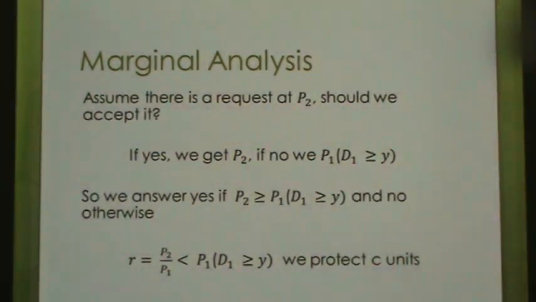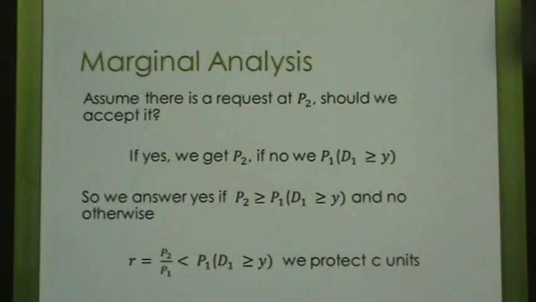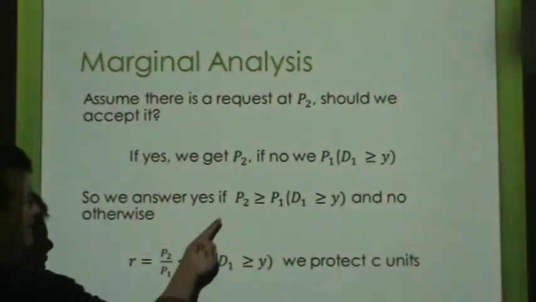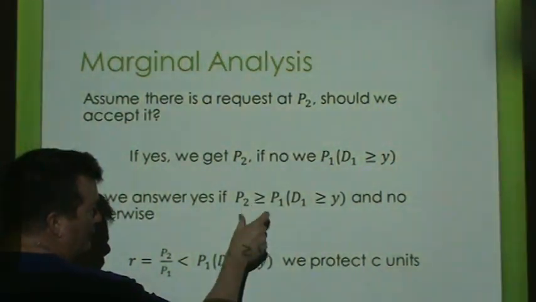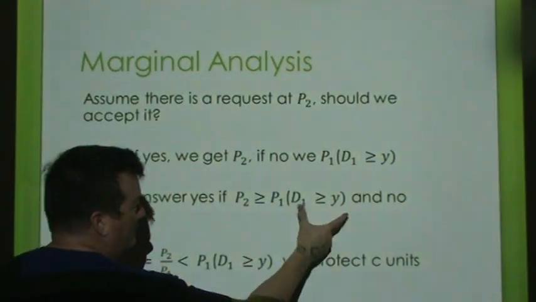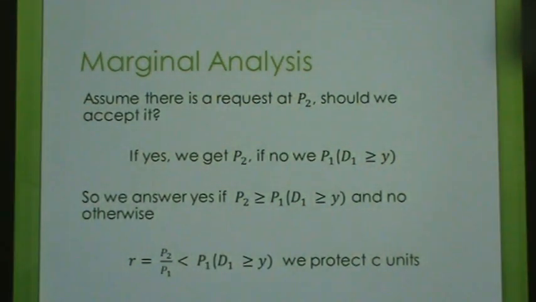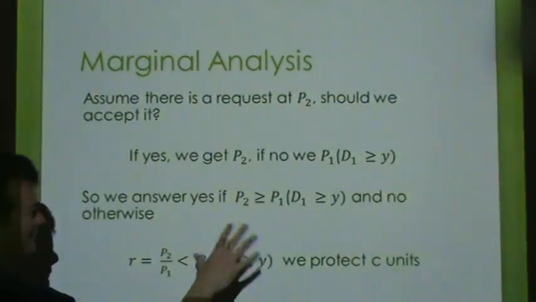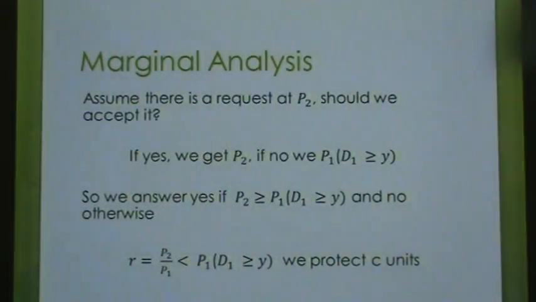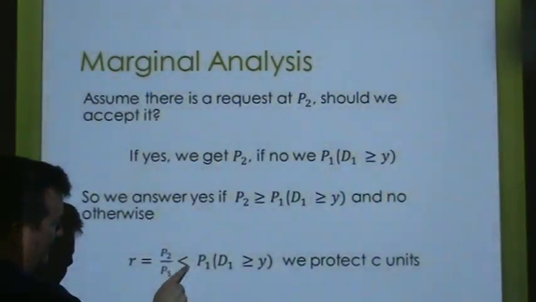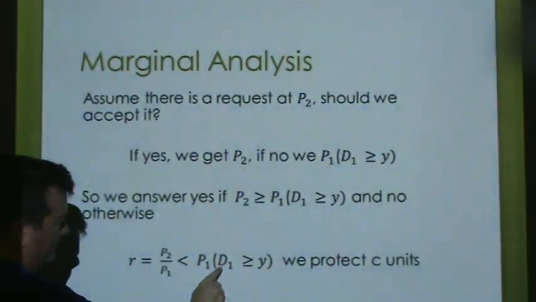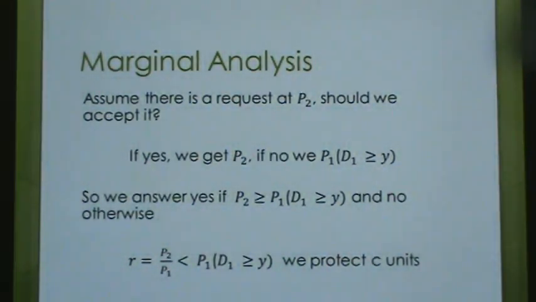Okay, so if we answer yes, we should answer yes if price 2 is bigger than or equal to price 1 times the probability that that person shows up. Otherwise, we'd answer no. I guess this thing could be optional, right? If they're equal, you could pick either one. So another way of looking at it is we have this ratio: when price 2 over price 1 is less than price 1 times the probability that it happens, then we would protect C units.